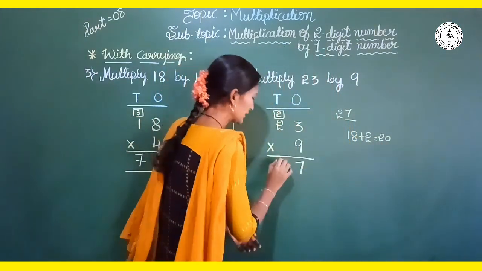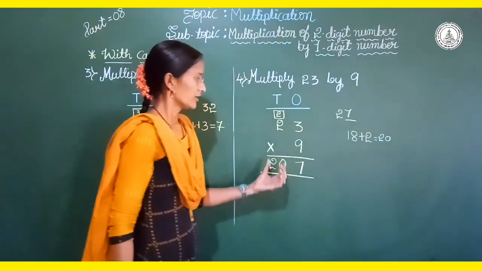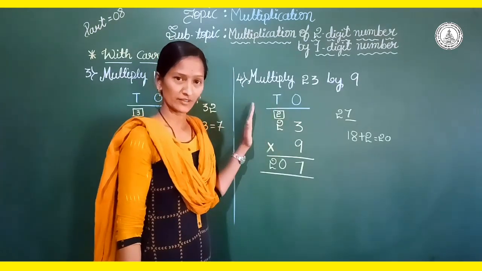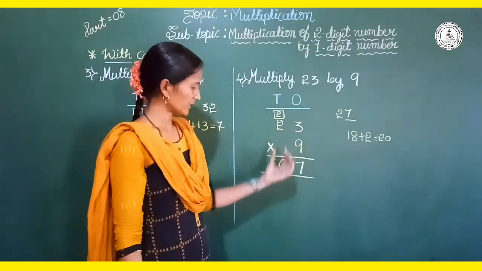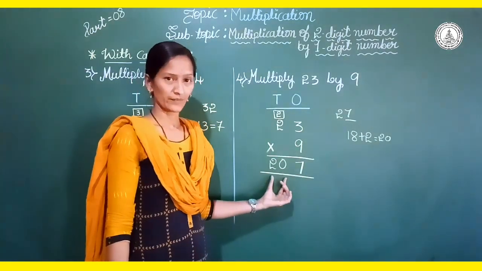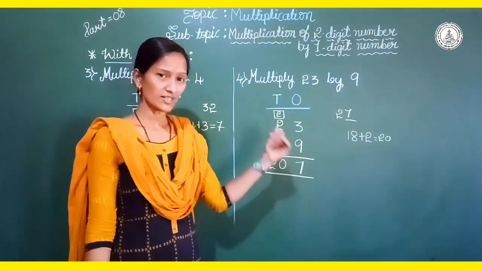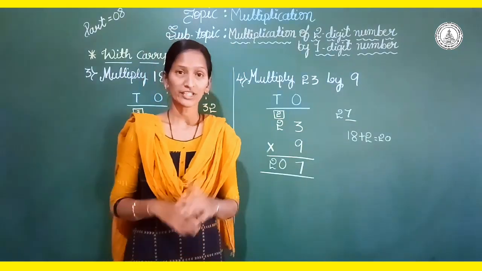So I am writing directly here 20 because after the tens column there is no number here, right? Means the 100 place is absent. So I am writing this 20 directly, right? So which is our product? 207 is our product.